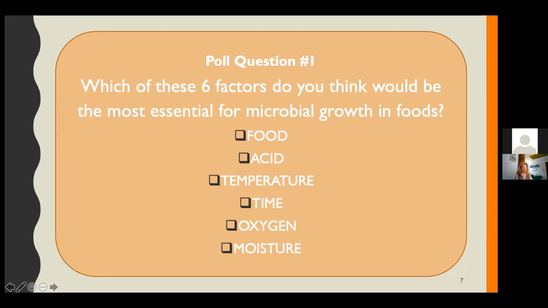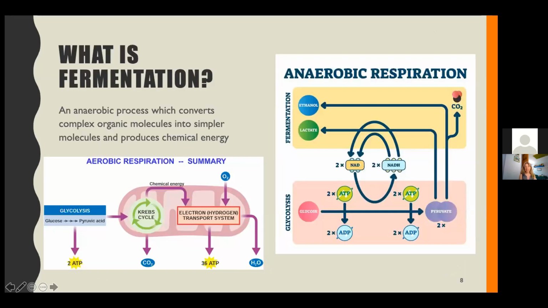And again, all of the other ones are super important as well. Every microbe is evolved differently. Everything has its own kind of exception to the rule. But if you're interested in more, I could talk forever, but we'll move on to what is fermentation. Fermentation is an anaerobic process which converts complex organic molecules into simpler molecules and produces chemical energy. This is the most basic definition of fermentation.